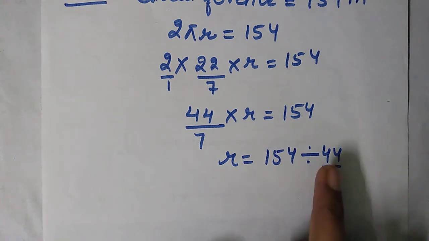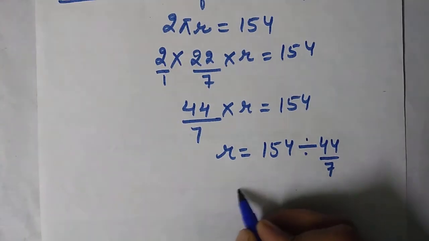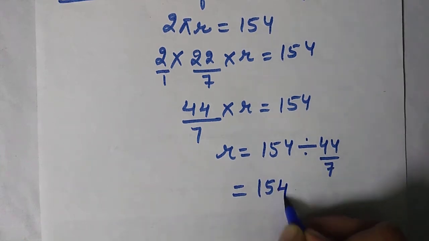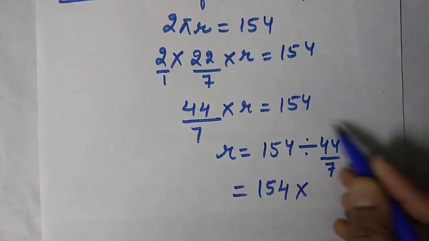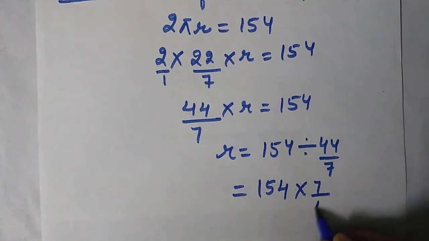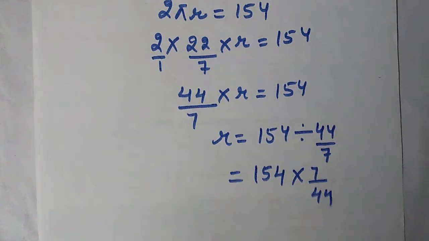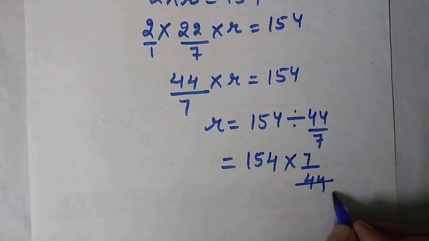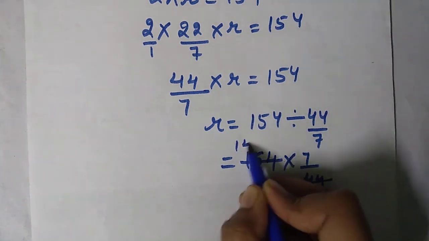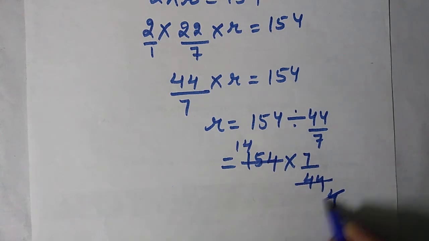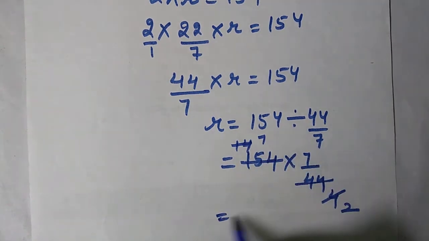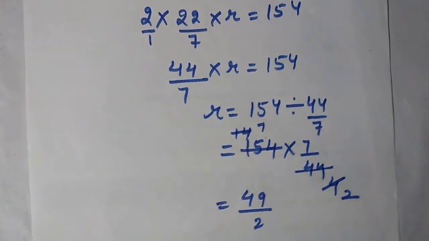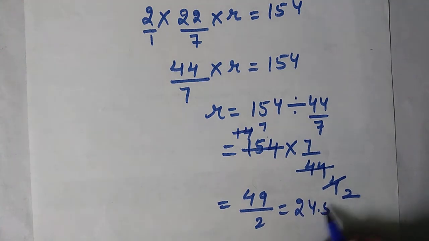Now this is division of fractions. How will you solve it? First you have to convert this division into multiplication. For that you have to take the reciprocal of this term, so that is 7/44. Now we have to calculate. I am cancelling with the table of 11: 11 4s are 44, 11 1s are 11. Now again 2 and 7 get cancelled. So it will be 49/2, 7 sevens are 49, over 2. That is equal to 24.5 meter.